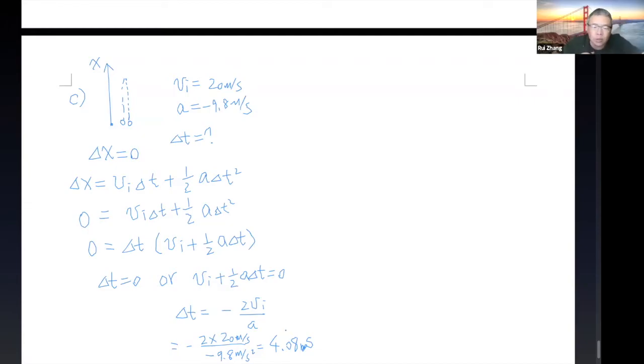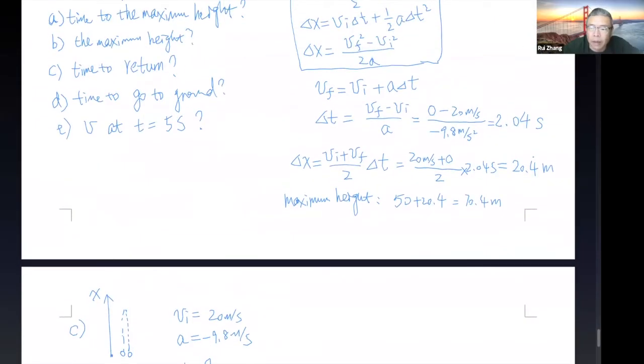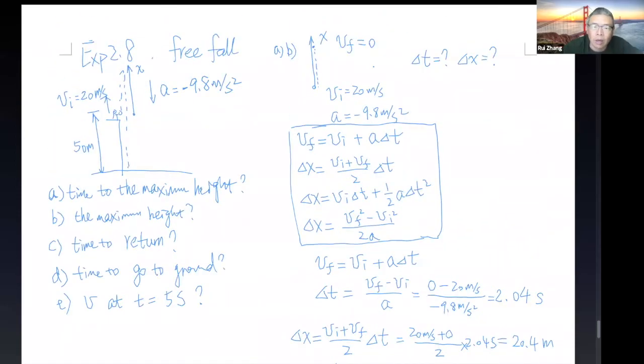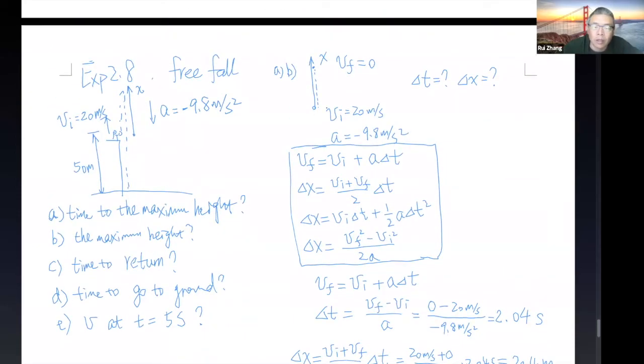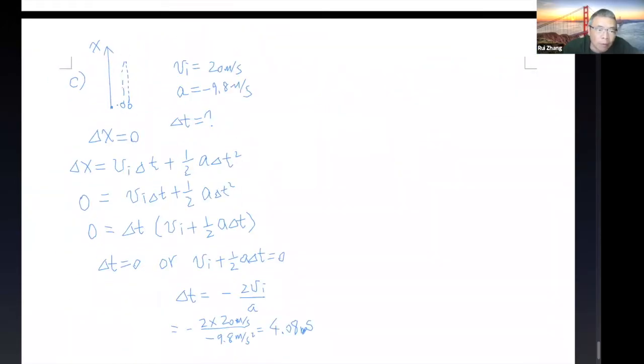Now, you see something interesting here. Based on what we saw from the first part, we got 2.04 second. It takes this much time to go from here all the way up to the top. Now we see that the total time it takes to go from here all the way back is 4.08. That means the second part of the motion takes exactly the same time. So it takes the same amount of time to go up, 2.04, and another same amount of time to go down, 2.04. In some sense, this motion is symmetric.